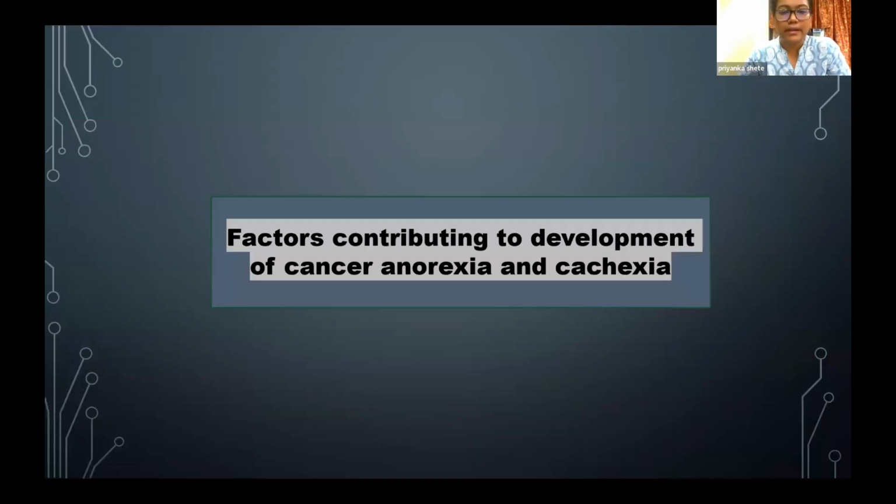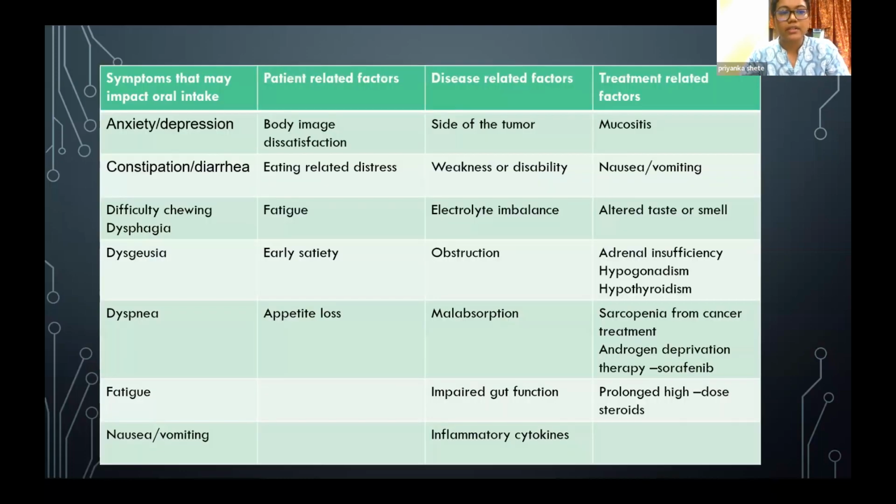Then let's see the factors contributing to development of cancer anorexia and cachexia. First, the symptoms that may impact oral intake: anxiety, depression, constipation, diarrhea, difficulty in chewing, dysphagia, dyspnea, fatigue, nausea, vomiting. The patient-related factors are body image dissatisfaction, eating-related stress, fatigue, early satiety, loss of appetite.